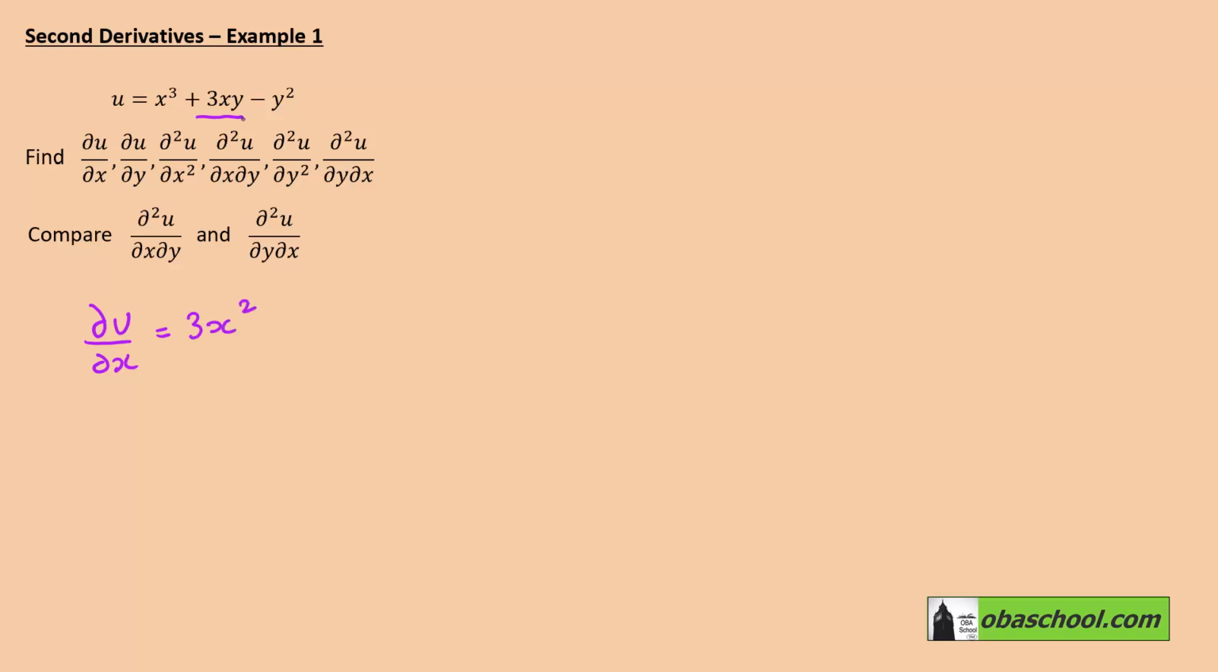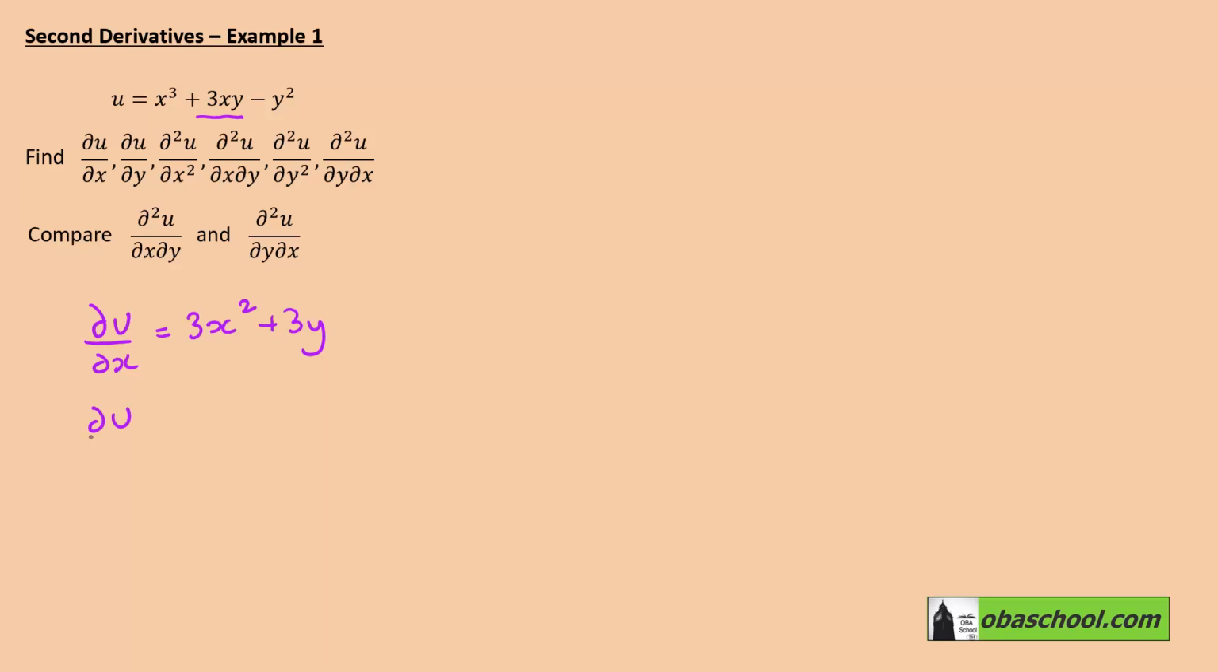Now, for the middle term, remember 3y is a constant, so if we differentiate, the x just goes down to 1, and we end up with 3y. And for the y squared term, of course, that's just a constant, so that's going to disappear.